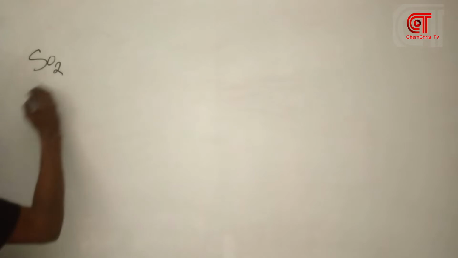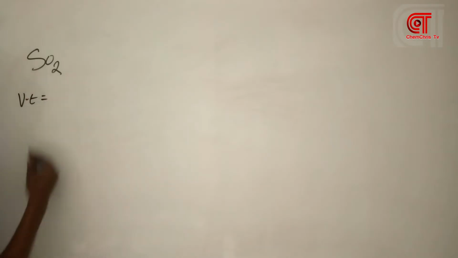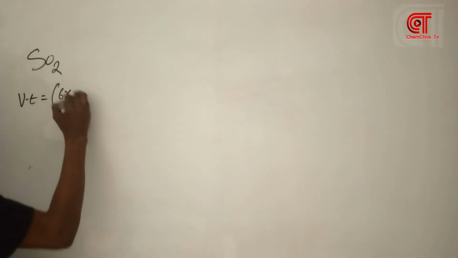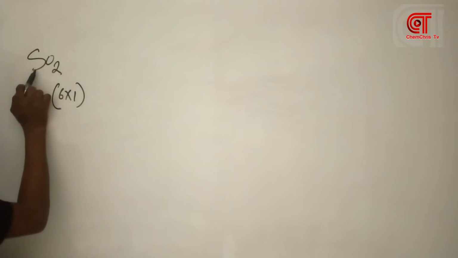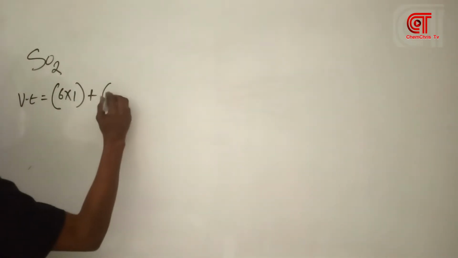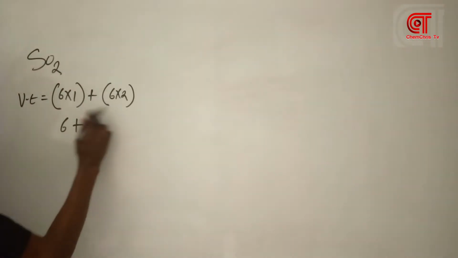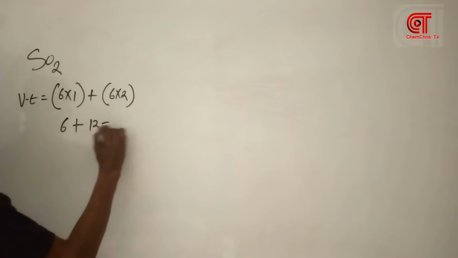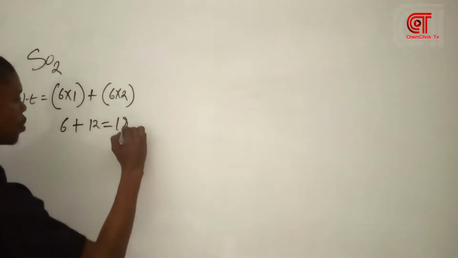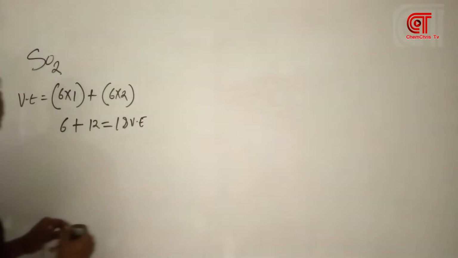The next one I want us to look at is SO2. What is my valence electron here? Here we have 6 times 1 because sulfur is in group 6, plus 6 times 2, right? If you do that, 6 plus 6 times 2 is 12. Here I want to have 18 valence electron, right?